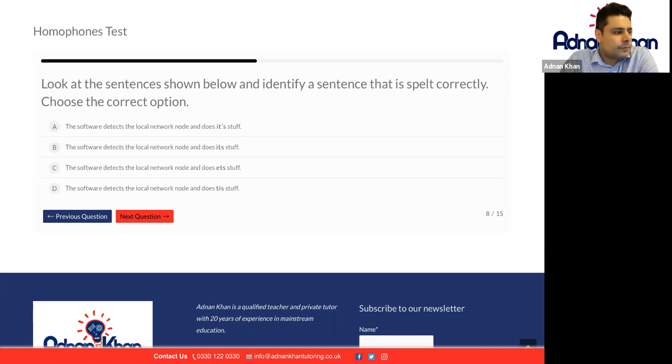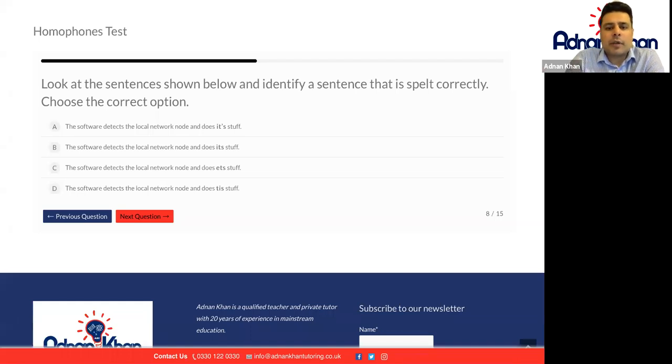Okay, let's go to the bedroom. There's no time. Is it A? Let's have a quick look. So the software detects the local network node and does it is stuff. Can you see the contraction in A where it says it's? Yeah. So you know that it's in A, just the second last word. What does that contraction stand for? Like for what it does.